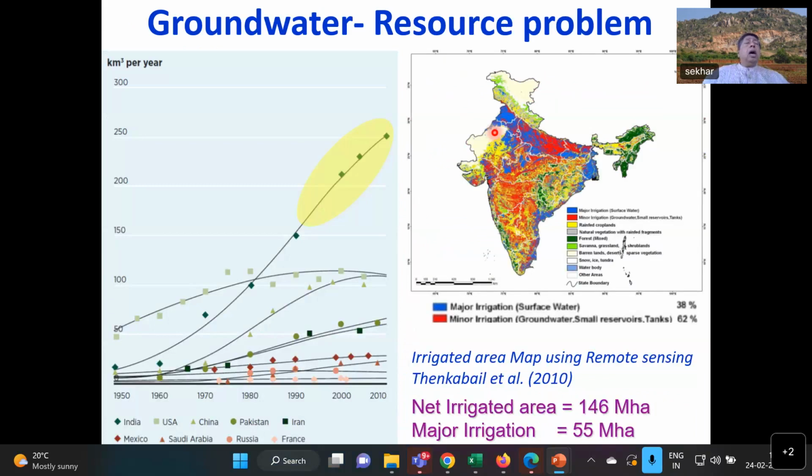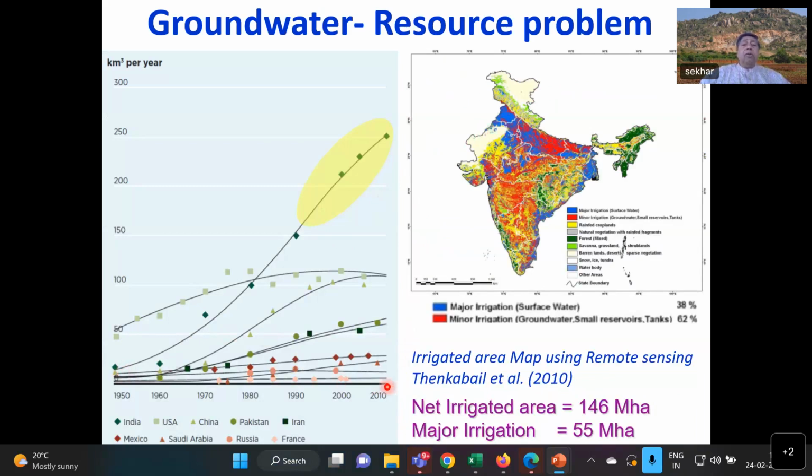But people were not deterred by this. Lots of government policies and development of groundwater in the country have led to groundwater being used. This cartoon is a very impressive cartoon.